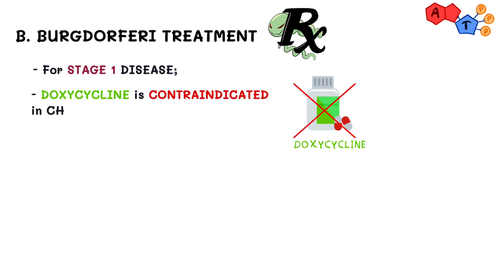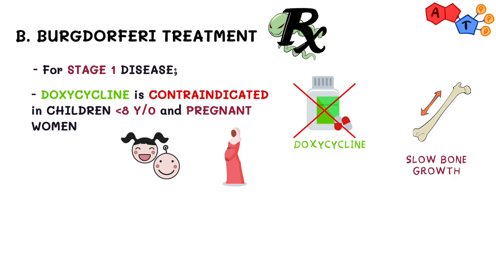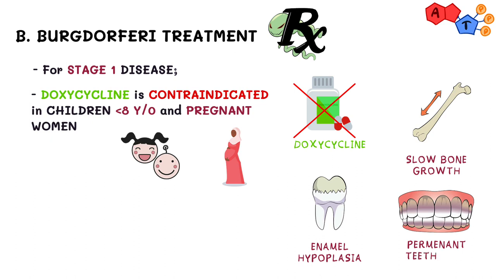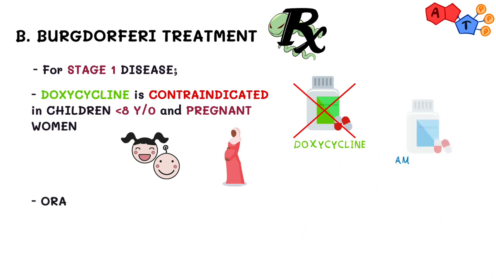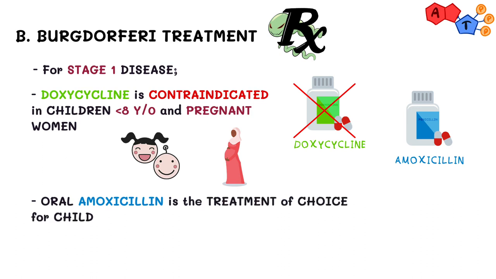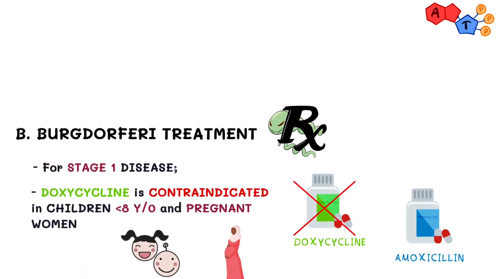The treatment of choice for stage 1 disease or other mild manifestations is either doxycycline or amoxicillin. Doxycycline is contraindicated in children aged less than 8 years and pregnant women. It can slow bone growth in exposed fetuses and causes enamel hypoplasia and permanent teeth stains during tooth development in young children. Therefore, oral amoxicillin is the treatment of choice for children and pregnant women. However, for more severe forms or late-stage disease, ceftriaxone is recommended.